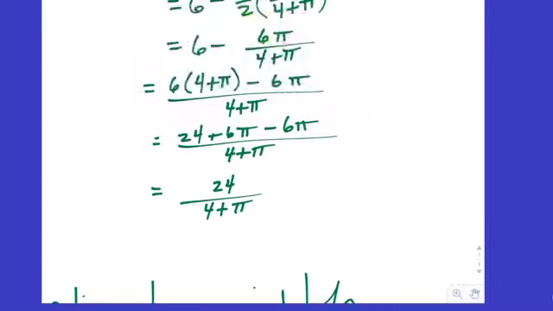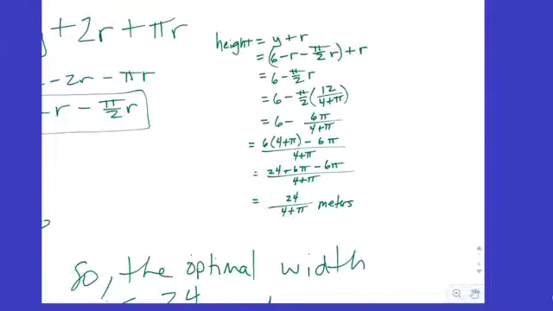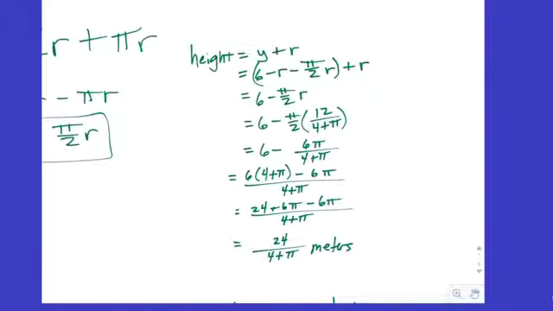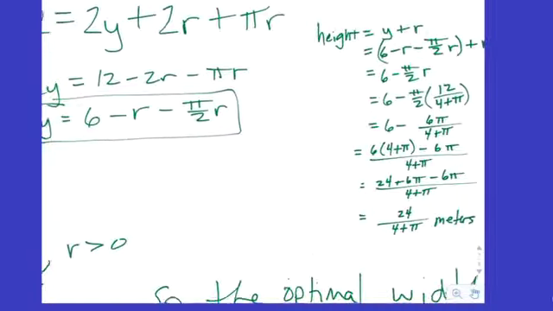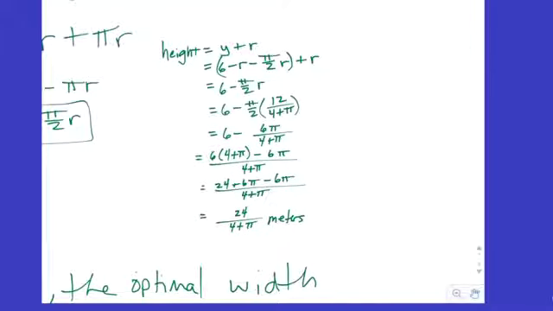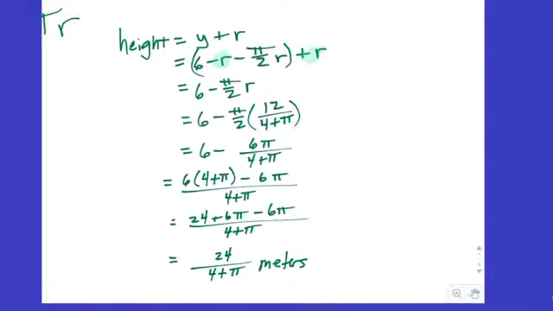All right. Did y'all come up with a nice cleaned up answer? If you let height equal y plus r, and you plug in what y is, we already said y is 6 minus r minus pi halves r. That's from our constraint, plus r. This r and this r cancel, so you're just left with 6 minus pi halves r.